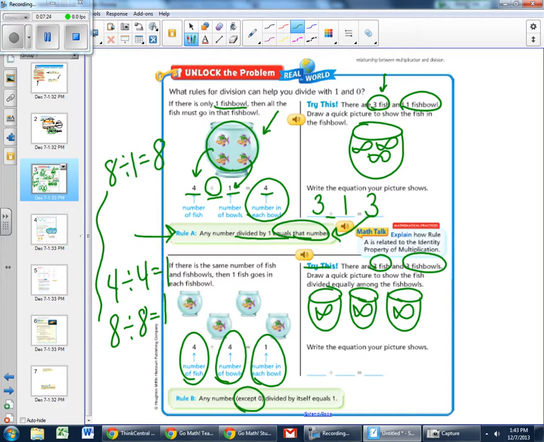Okay, oh, my fish got better each time. Write the equation for your picture. So I had 3 fish divided by 3 fish bowls gives me 1 in each one of those bowls. So that's just a quick overview of dividing with 1. Any number divided by 1 equals that number. That was rule A. Okay? Any number divided by 1 equals that number. Any number except 0 divided by itself equals 1.